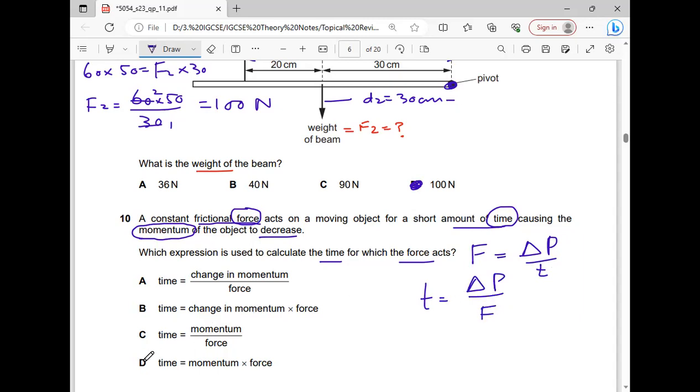This one wrong, this one wrong. They cannot be multiplied. So these two options are wrong. Time is equal to momentum over force? No. Time is equals to change in momentum over force. So option A is the correct answer.